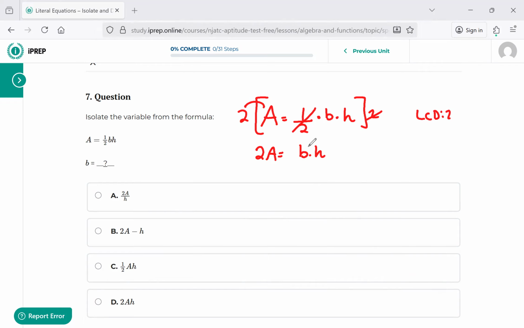And then to solve for small b, you've got to get rid of this h by dividing both sides by h. So this cancels, and you're left with b equals 2a all over h. And what would that be? Oh, letter A, 2a over h.